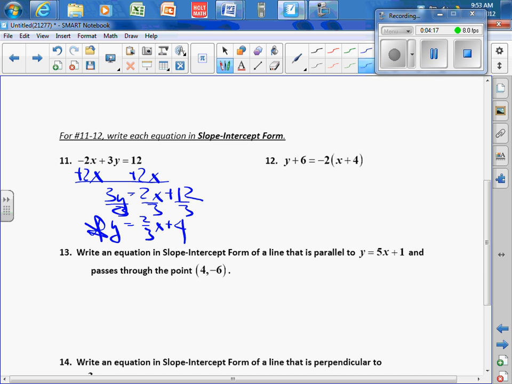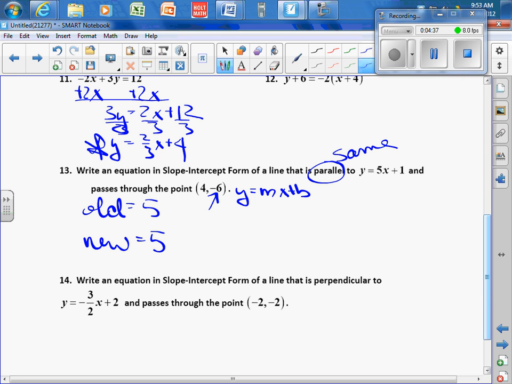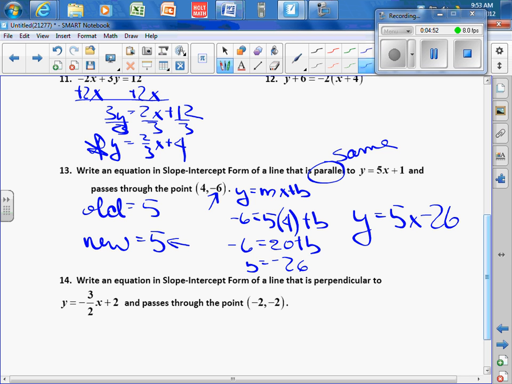Number 13, what do we know about the slopes of parallel lines? They are the same. So what's the old slope? 5. What's the new slope? 5. How do you find the y-intercept? Just like we always do. Start with y equals mx plus b. Plug in the negative 6 for the y. Plug in the 5 for the m. 4 plus b. Negative 6 is equal to 20 plus b. b is equal to negative 26. Y equals 5x minus 26.